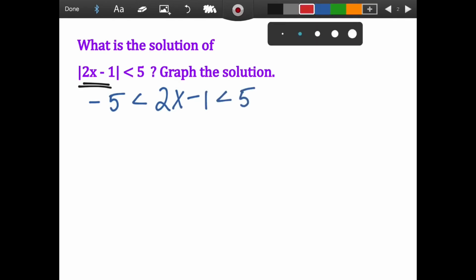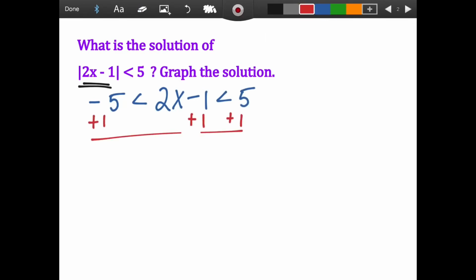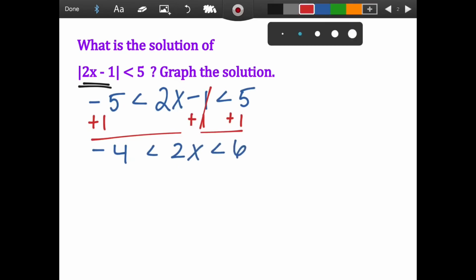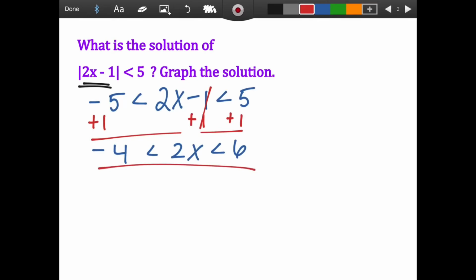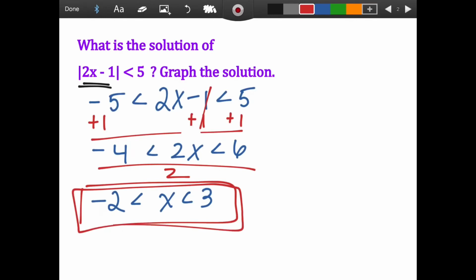So we need to isolate x in the middle of our compound inequality. So we're going to add 1 to every side of our symbols. When we do that, we have negative 5 plus 1, which is negative 4, is less than 2x, which is less than 6. Last step to solve for x, we're going to divide everything by 2. When we divide everything by 2, we're left with negative 2 is less than x, which is less than positive 3. And here's our range of solutions that's going to make this inequality true.